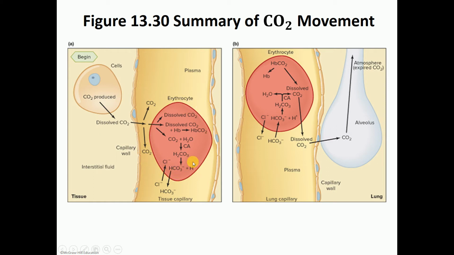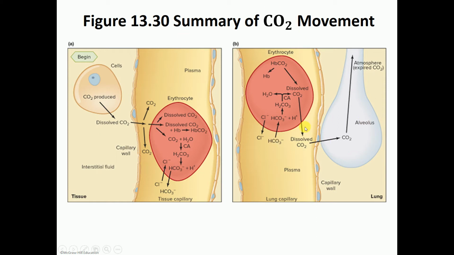The hydrogen ion remains in the RBC, while the bicarbonate ion diffuses out in exchange for another negative ion, and that is chloride. Now, that exchange of bicarb for chloride is known as the chloride shift. Now, this red blood cell will carry the carbon dioxide in the three different forms that we've talked about from the cell until it reaches the alveolus.